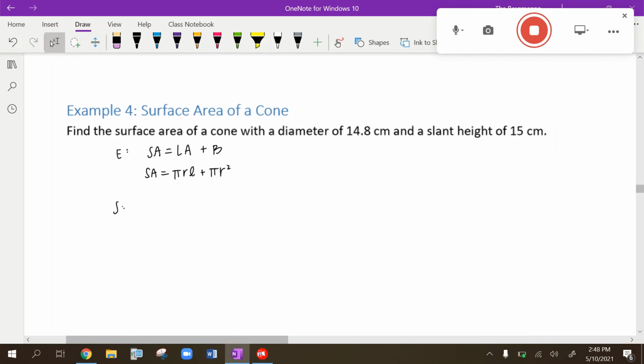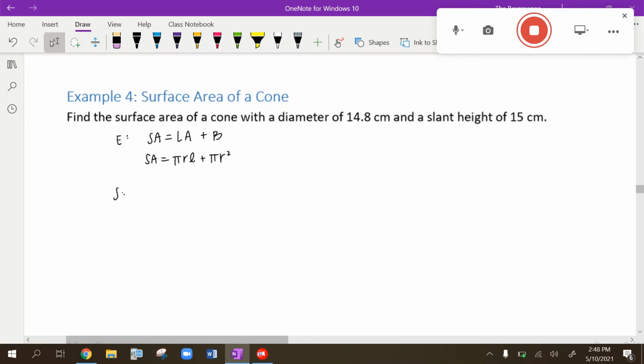Now we're going to work on a cone. It says find the surface area of a cone with a diameter of 14.8 centimeters and a slant height of 15 centimeters. This already gave us the slant height L. The diameter will help us find the radius. If the diameter is 14.8, that means the radius is 7.4. So I can substitute into my equation. I get pi times 7.4 times 15 plus pi times 7.4 squared.